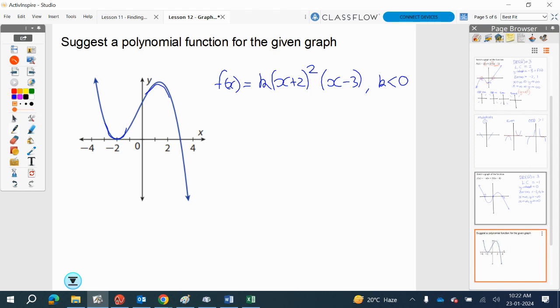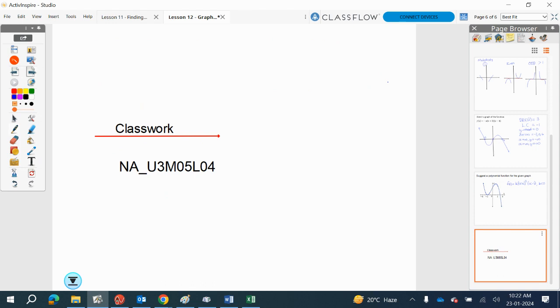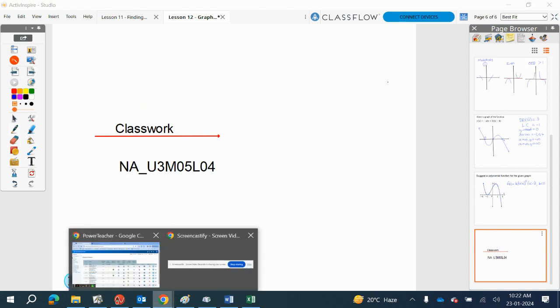But typically the question would say of smallest degree. You often use the phrase of least degree. Suggest a polynomial function of least degree for the given function. And then that stops any of that. This one can't be greater than 1. This one has to be 1 because of the shape there. All right, that's it. Have a go at the questions from the worksheet while I mark.